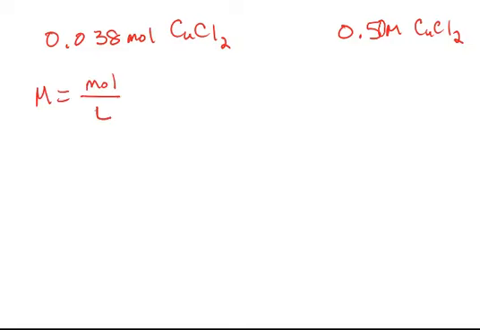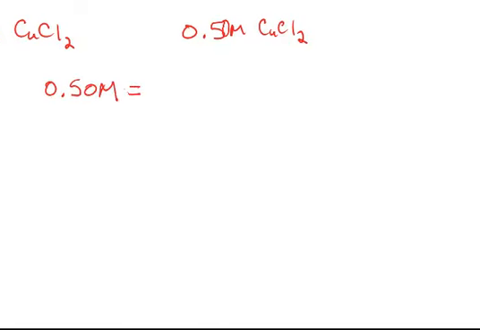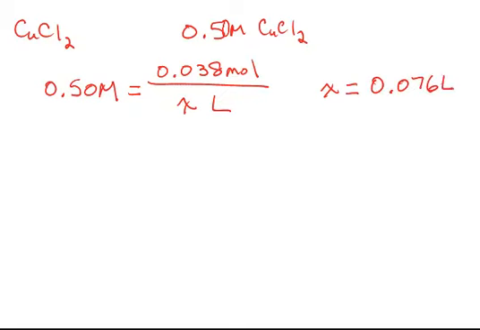Molarity is moles per liter. Well, the molarity of the solution is 0.50 molar. The number of moles we said we wanted was 0.038 moles. And again, what we want to know is how many liters of solution would that be. So we do some algebra, we solve for x, and it turns out we need 0.076 liters of our 0.50 molar copper 2 chloride solution, which is 76 milliliters. So again, if we take 76 milliliters of our 0.50 molar copper 2 chloride solution, we will have 0.038 moles of it.